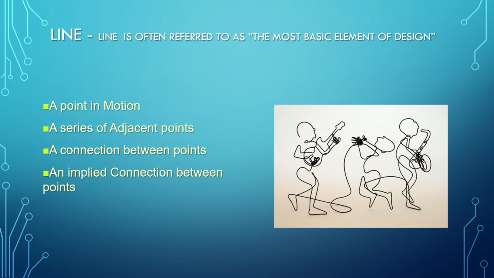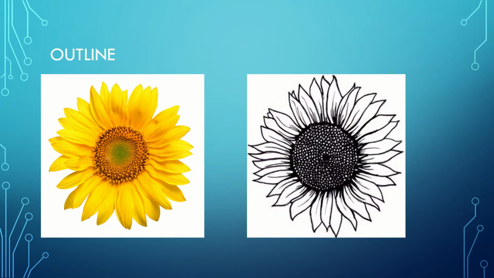Okay, jumping into line. Line is often referred to as the most basic element of art. It is this way because line is used to create almost any work of art. We start with line to design these. Now, line can be a point in motion, a series of points, a connection between points, or an implied connection between points. So let me explain a little bit what each means.